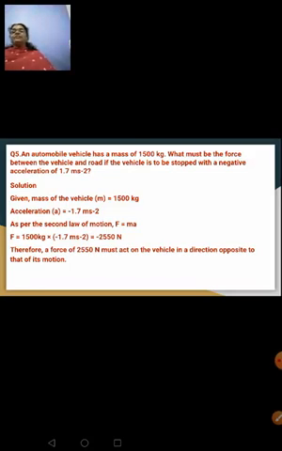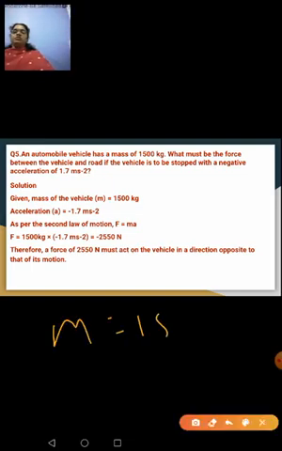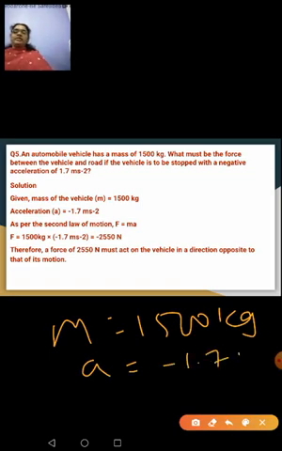So let's read the question here. An automobile vehicle has a mass of 1500 kg. What must be the force between the vehicle and road if the vehicle is to be stopped with a negative acceleration of 1.7 meter per second square? Read the question carefully. What are the data given? They have given you mass. Mass of the vehicle is given as 1500 kg. Then they have given negative acceleration, that is small a is equal to minus 1.7 meter per second square. Unit of acceleration is meter per second square.